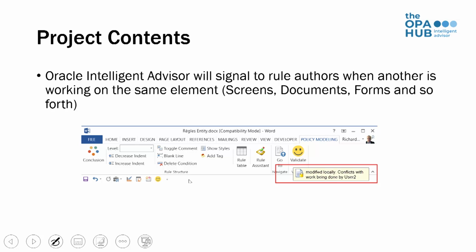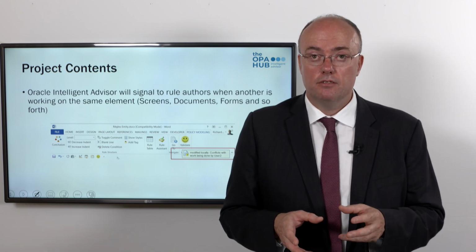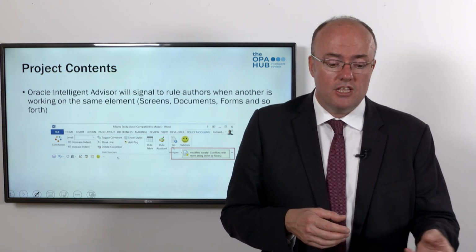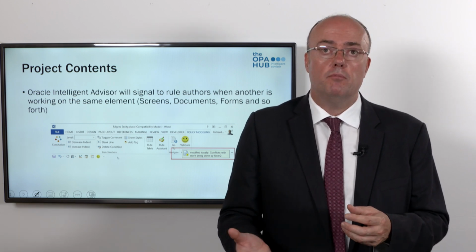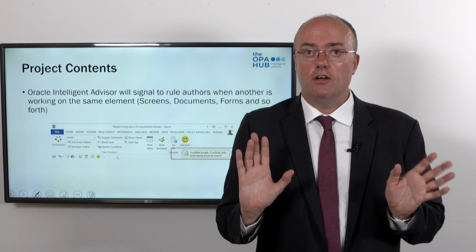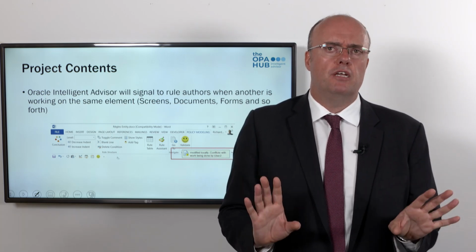Take a look at this screenshot. You can probably see that I'm in Microsoft Word, and you can probably tell by the presence of the toolbar that I'm working on a Word document for policy modeling. You'll see a little window on the right-hand side. It says, modified locally, conflicts with work being done by user 2. This message will pop up if you have a conflict, because user 2 is already in this Word document, and you are now doing something in it. So Intelligent Advisor is busy telling you, hang on a minute, why are you both working on this?